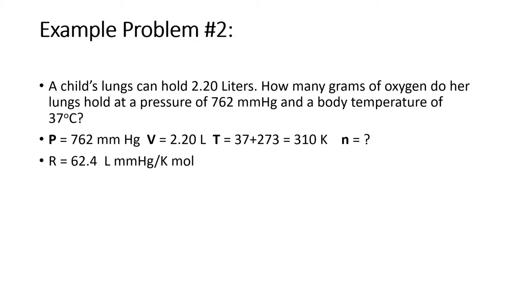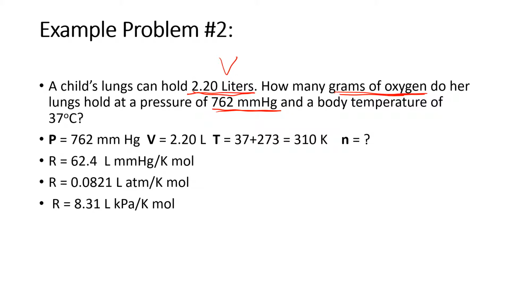So I turned this into oxygen. How many grams of oxygen? When we were doing this in class, I did the mixture, and that seemed to throw some people off. All right, so let's look at this. We have liters, so that's a volume. We're looking for grams of oxygen. Pressure is here, 762 millimeters mercury. Body temperature is 37 degrees Celsius. So there's all our information.